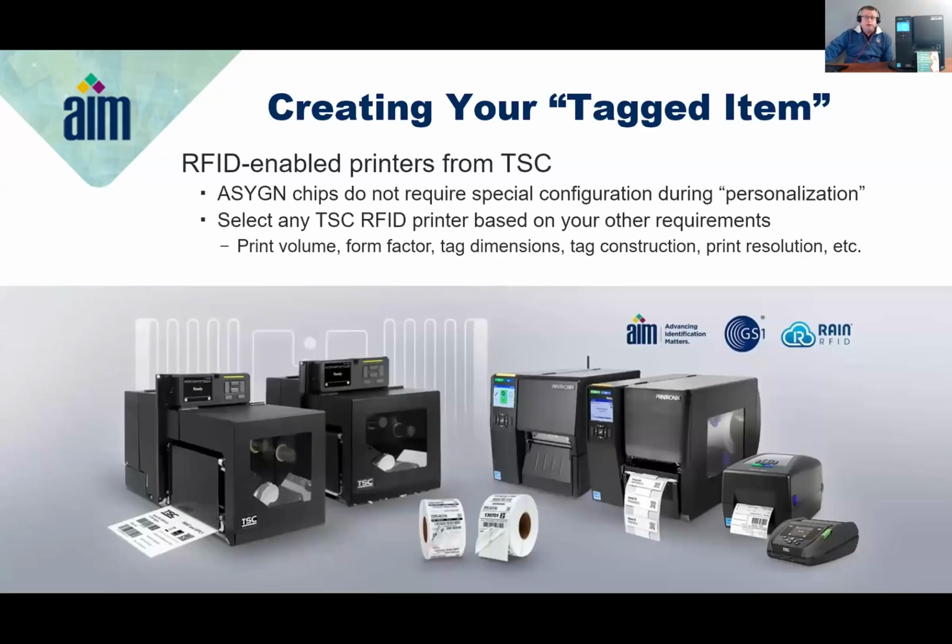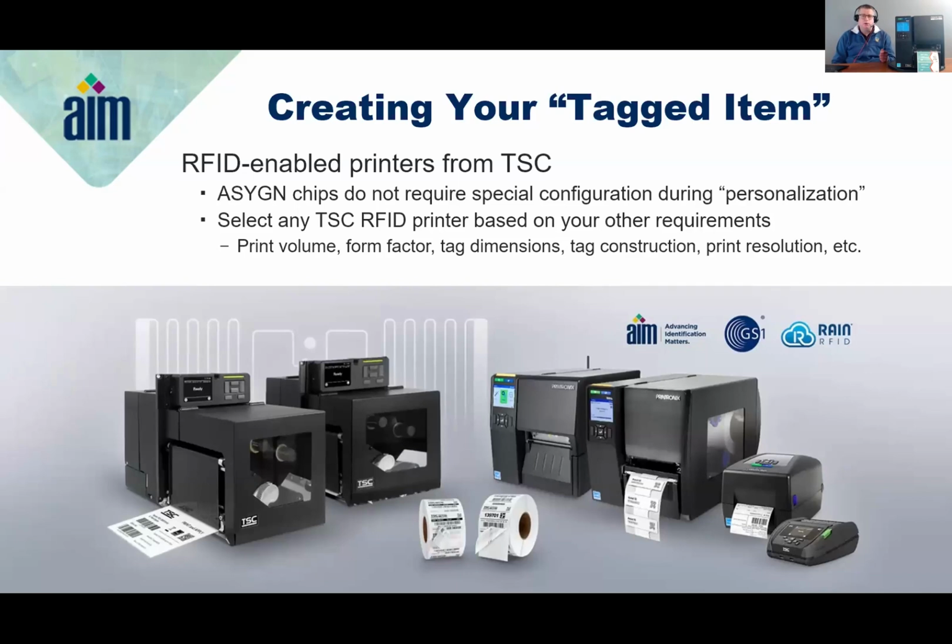So you've picked your encoding scheme. Now you need some device to actually perform the personalization, the printing and encoding. I missed the first interesting point about these ASYGN tag chips, and that is, Stefano mentioned this, they have 192 bits of memory.